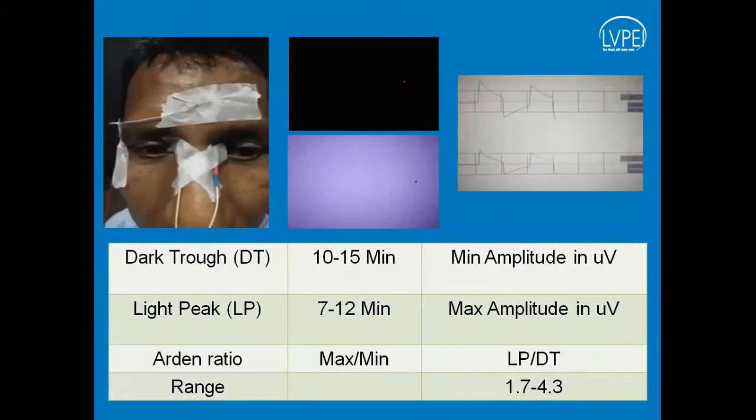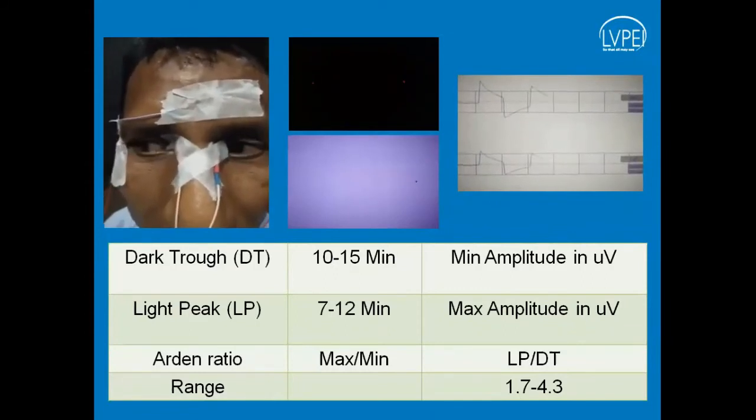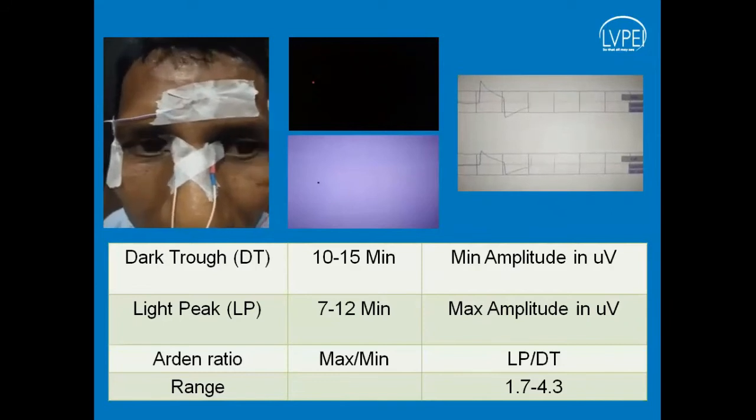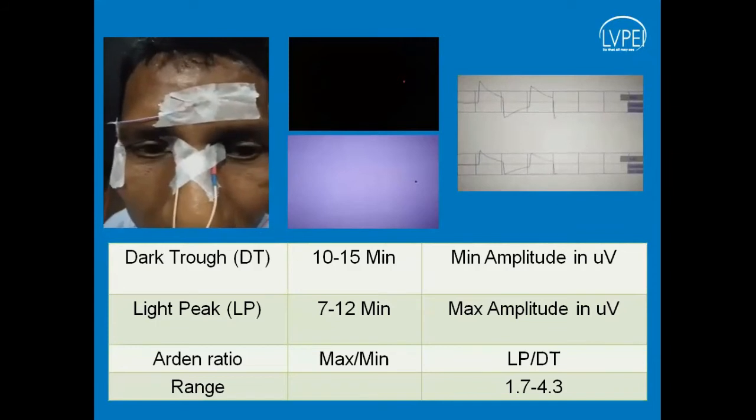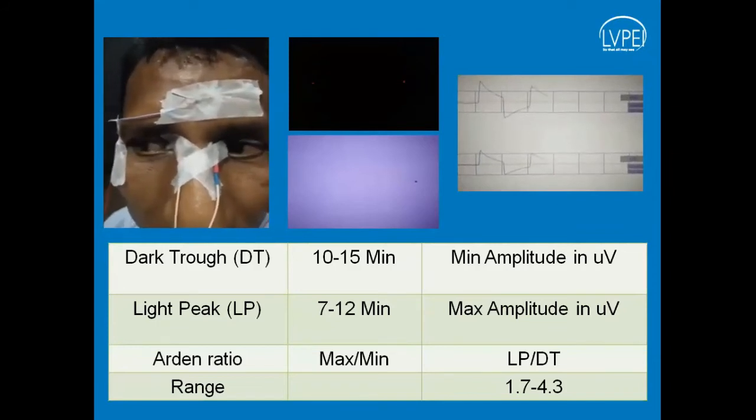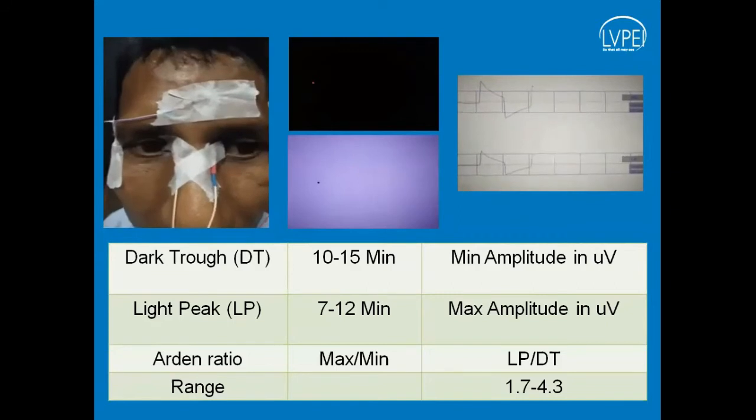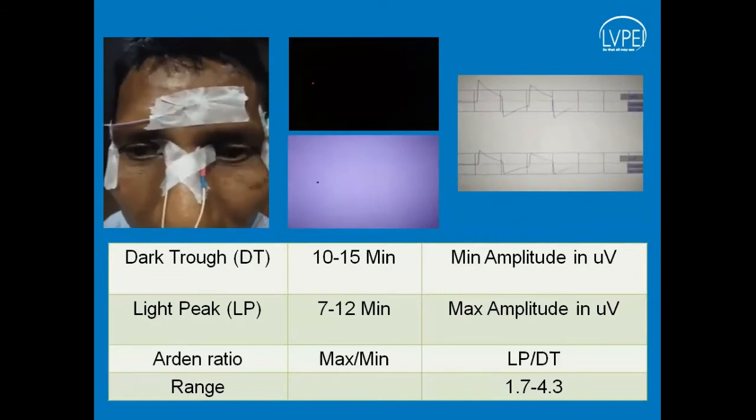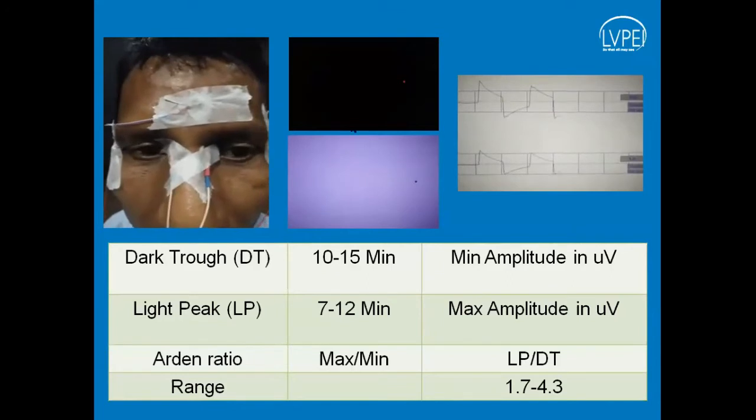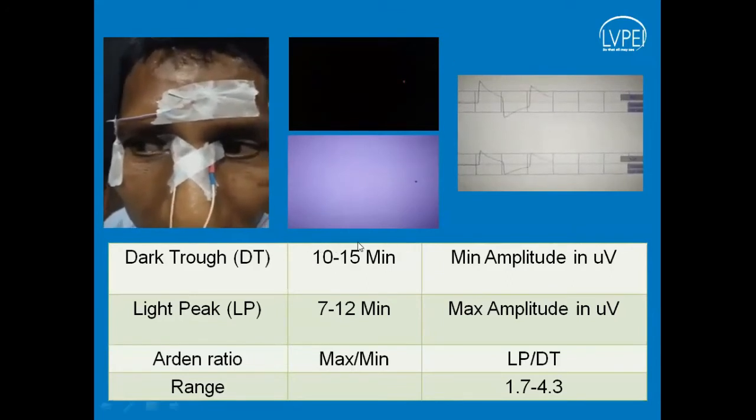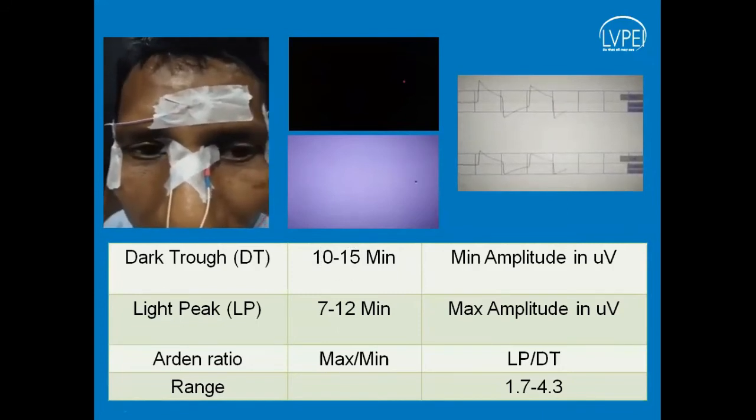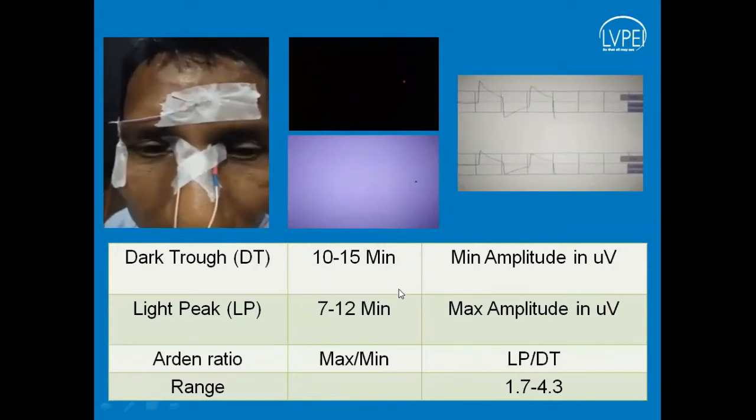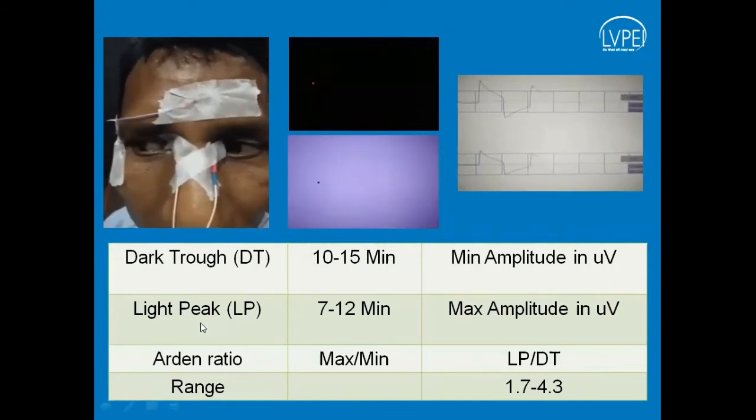Now, once the test is completed, there are two phases that I explained previously: the dark phase followed by the light phase. The minimum response in the dark is known as the dark trough, and the maximum response found in the light adapted stage is known as the light peak. The probable time range is also given here. Within 10 to 15 minutes from initiation, the dark trough should be created, and the light peak should be created 7 to 12 minutes after initiation of the light adapted phase.